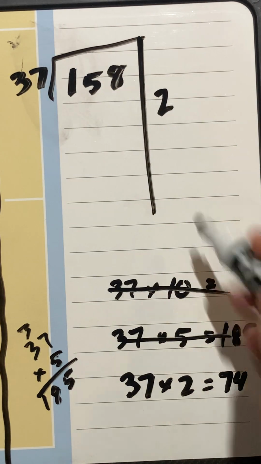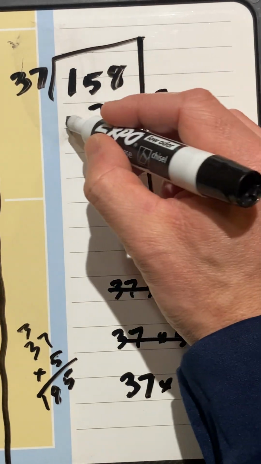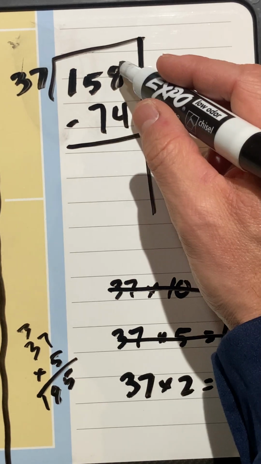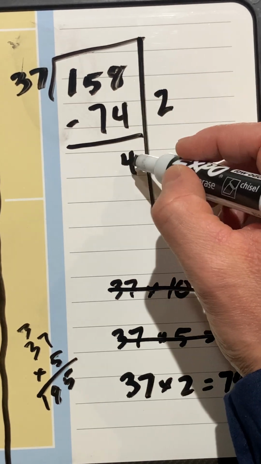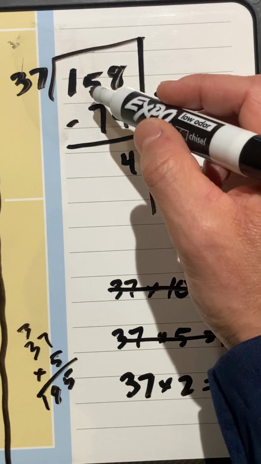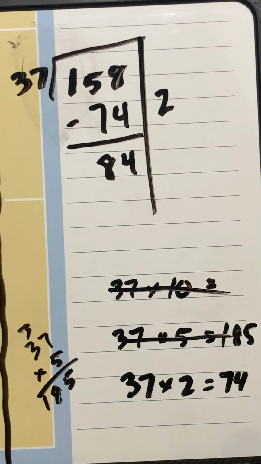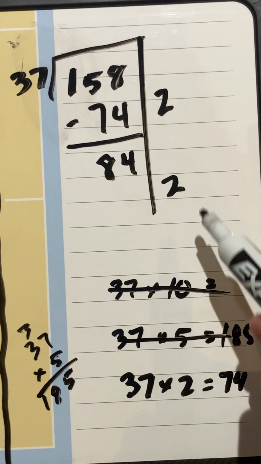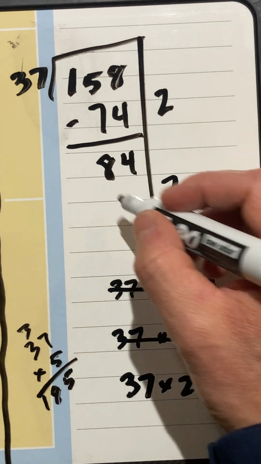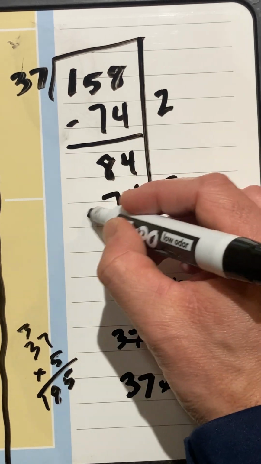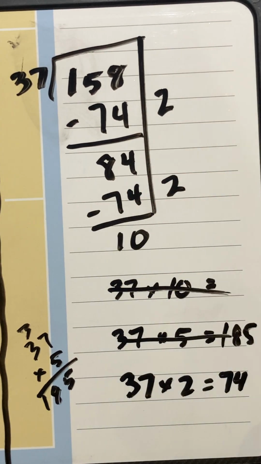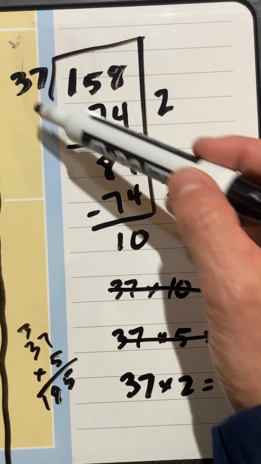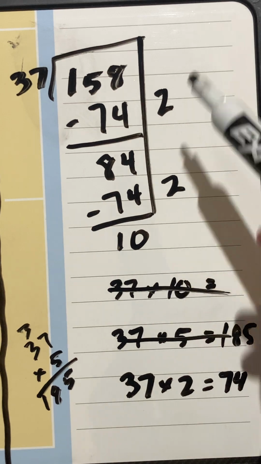37 times 2 is 74. 8 subtract 4 is 4. 15 subtract 7 is 8. So I've got 84. I'll use this one again. So 2 times 37 is 74. We subtract, we get 10. 37 is bigger than 10, so I'm done.